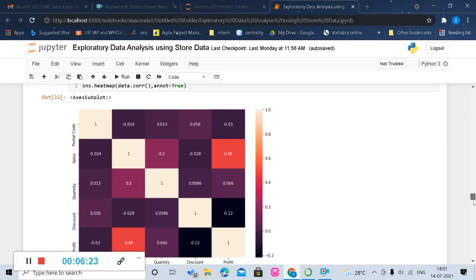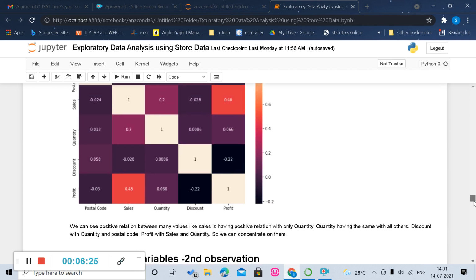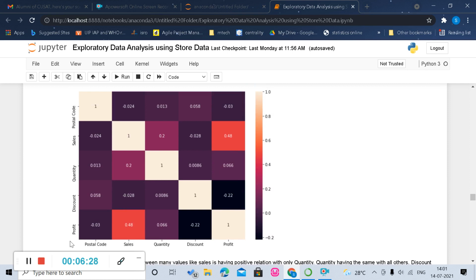Coming to the next one, the heat map. Here a heat map is displayed. You can see all the values: profit, discount, quantity, sales, postal code, on the X and Y axes. And you can see the diagonal values are all one. Why are the diagonal values one? Because postal code and postal code are the same, and that correlation is plotted here. The heat map is the plot we use for finding the correlation.